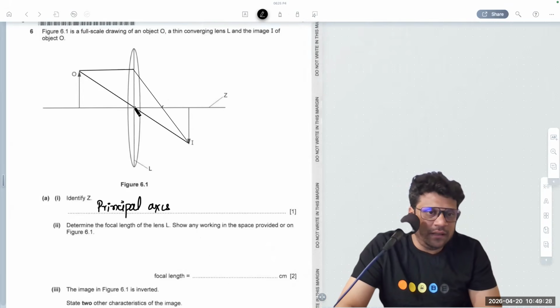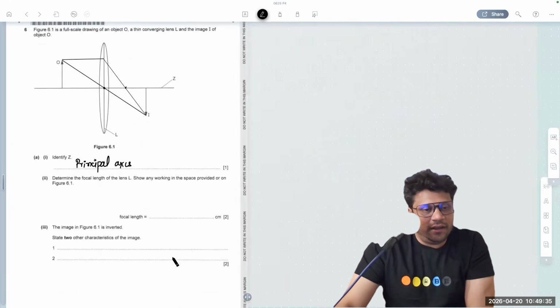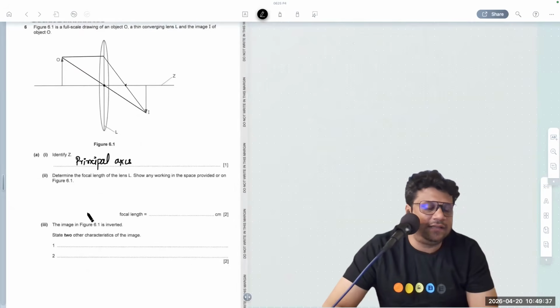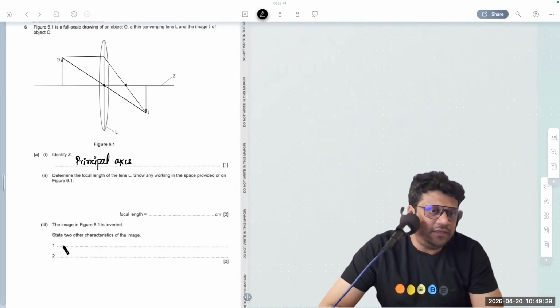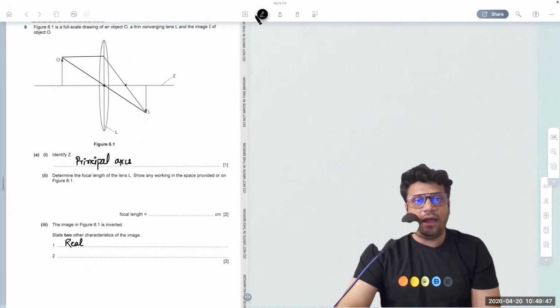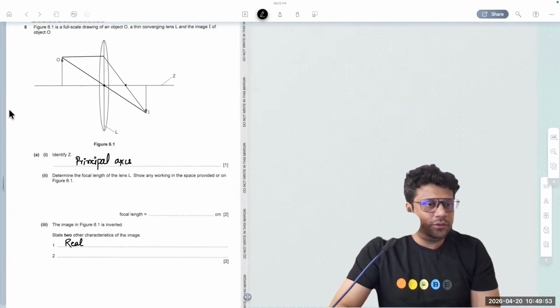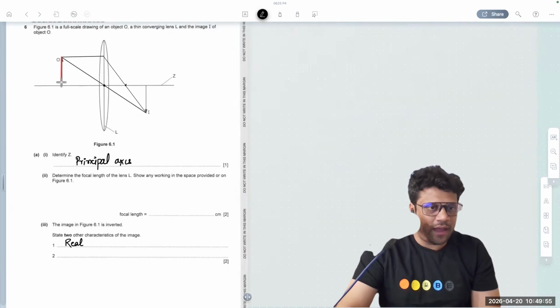You need to measure from here to there. That's the length you want to measure. The image is inverted. State 2 other characteristics of the image. Well, one thing's for sure that the thing is real. And about the magnification of it is something that we're going to have to see. So we can actually use a ruler to figure out the magnification if there's any.